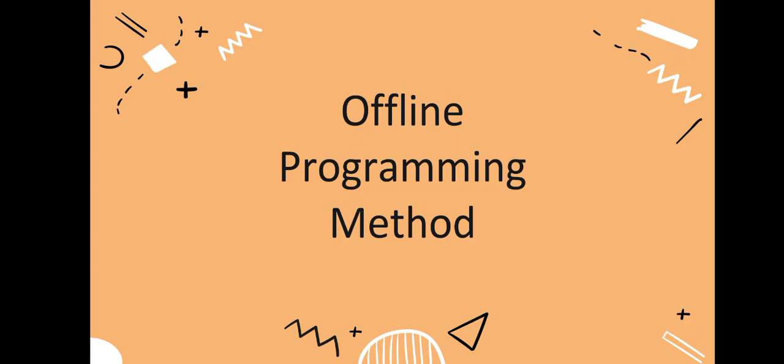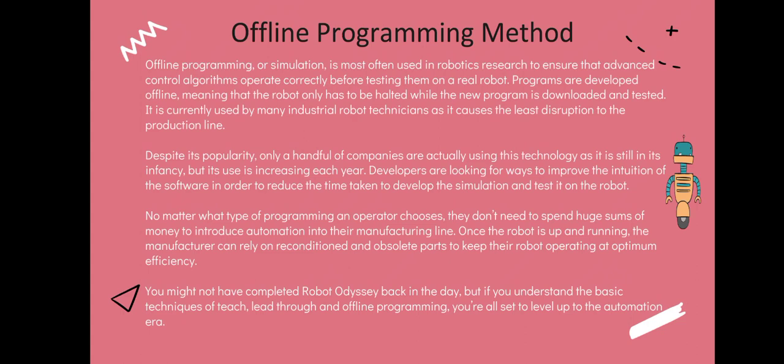So the last one is the offline programming method. Simulation is most often used in robotics research to ensure that advanced control algorithms operate correctly before testing them on a real robot. Programs are developed offline, meaning that the robot only has to be halted while the new program is downloaded and tested. It is currently used by many industrial robot technicians as it causes the least disruption to the production line.